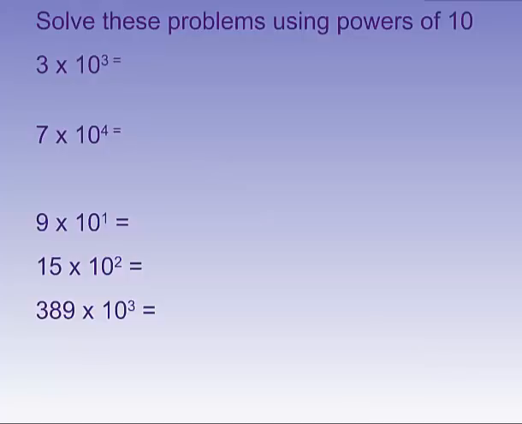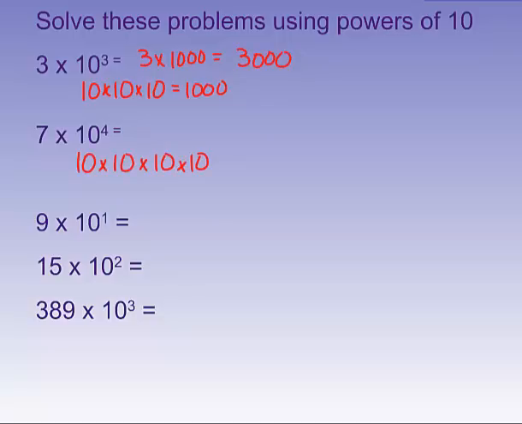Let's solve these problems for some guided practice using the powers of 10. 3 times 10 to the third power, or 10 cubed. This means I need 10 times 10 times 10, which I know is 1,000. So 3 times 1,000 equals 3,000. How about 10 to the fourth power? That means I need 4 10's, which I know is 10,000. So 7 times 10,000 equals 70,000.